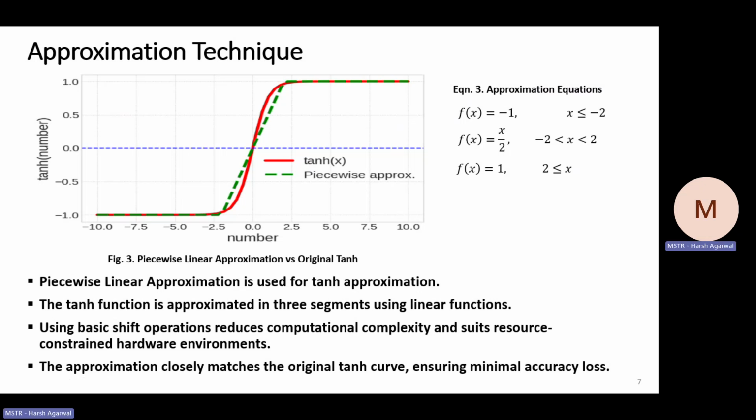If you look at equation 3, the approximation equations have been outlined there. For our use case, we use a very simple approximation technique: for input values less than -2, we approximate the output to be -1. If the values are greater than 2, the approximation is 1, and for all values in between those two, we just divide the input by 2.